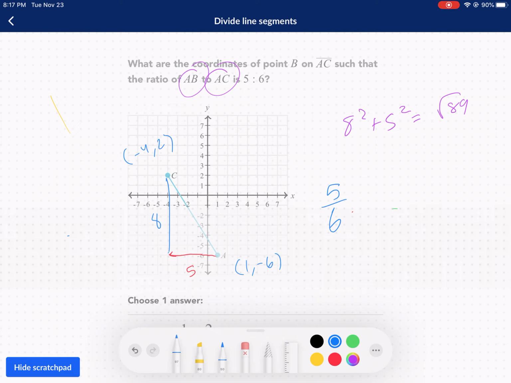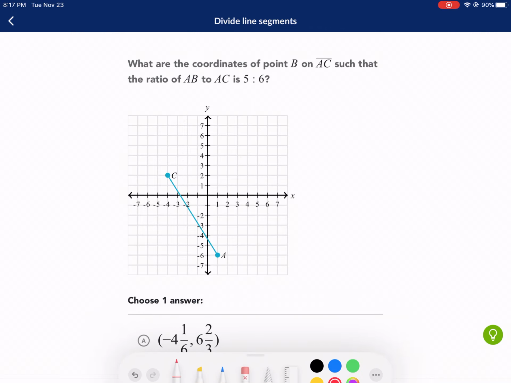So what I'm doing is I'm multiplying 5/6 times this 5, and then I get 25/6. And I'm going to subtract that from 1. That's my horizontal distance I need to go. So 1 is the same thing as 6/6, and I'm subtracting 25/6. So that's -19/6, which we already know they're going to have it as a mixed number.